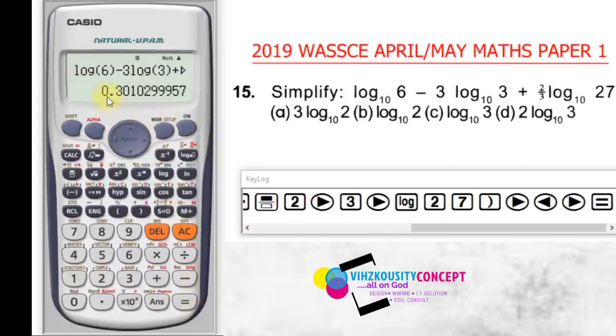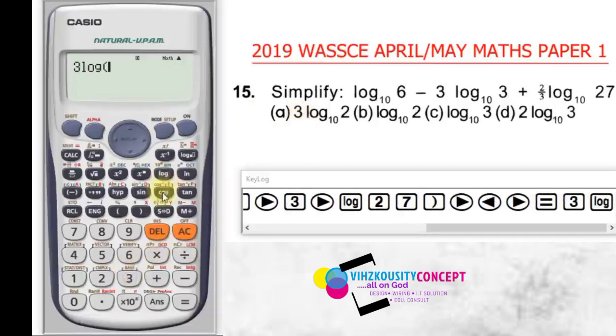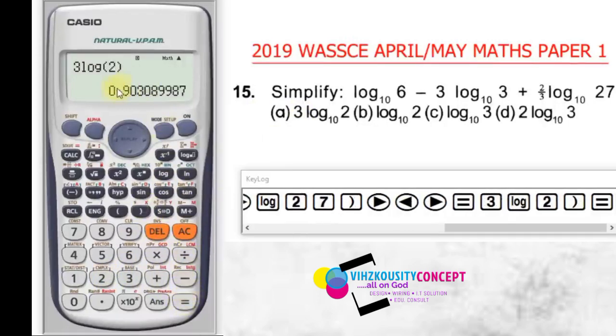And here I'm having 0.30102999. Now this is the value that I'm looking for, 0.3010. So I need to check each of the options that were given to see which corresponds to what I just got as the answer here. So in the first option, I'm having 3 log 2. You can see this is 0.9. That is not what I'm looking for.